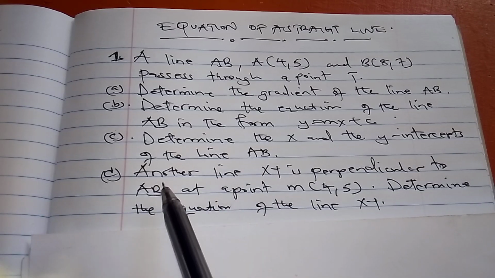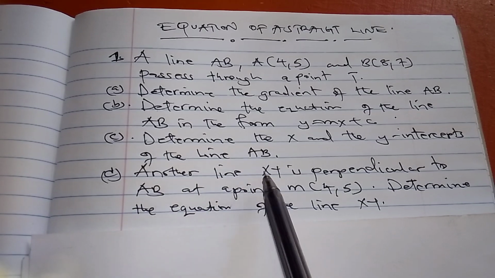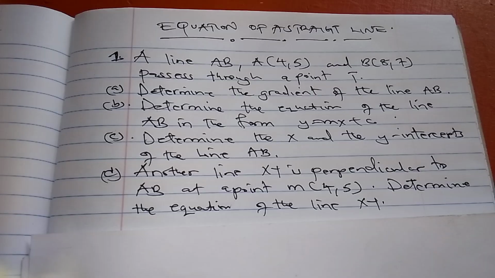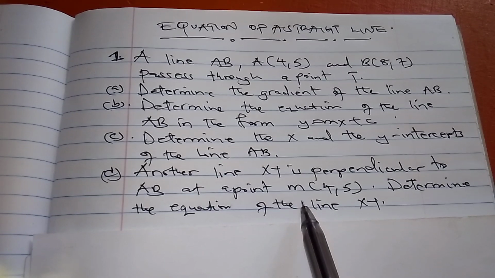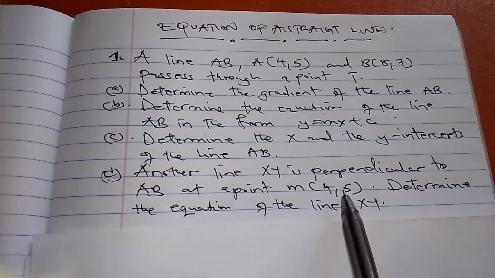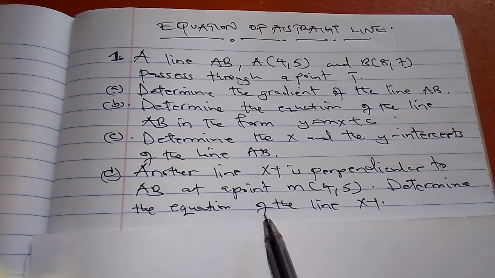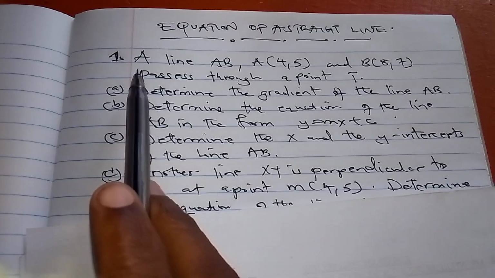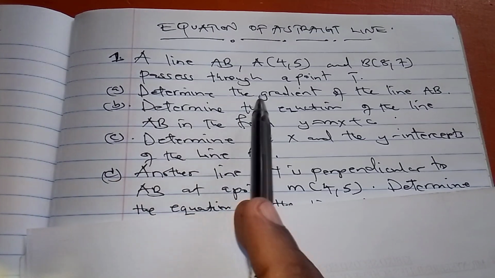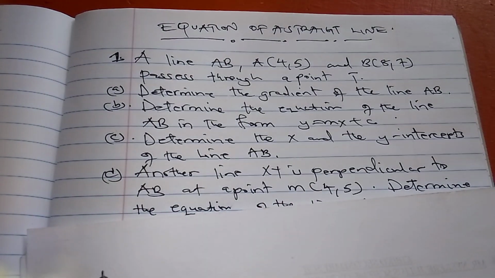And the last one: another line XY is perpendicular to AB at a point M, and the coordinates of M are (4,5). Determine the equation of the line XY. Now we are going to look at the first one. Determine the gradient of the line AB.